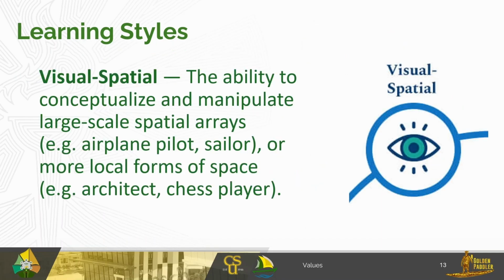The first learning style is visual spatial, or in simple terms, learning by seeing. This refers to the ability to conceptualize and manipulate large-scale spatial arrays or more local forms of space. Visual learners prefer the use of images, maps, and graphic organizers to access and understand new information. They tend to learn seeing information delivered through pictures or other types of graphic presentation.